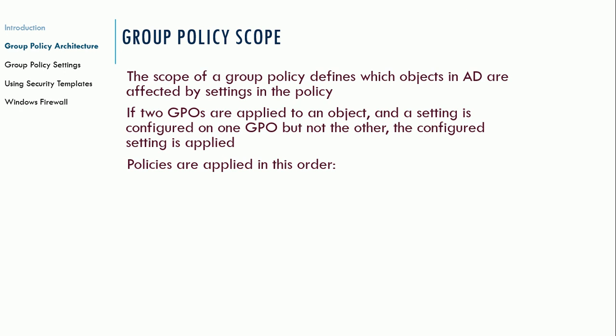The scope of a group policy defines which objects in AD are affected by the settings in the policy. So if two GPOs are applied to an object, and a setting is configured on one GPO but not the other, the configured setting is applied. In other words, when you're in a GPO, sometimes there'll be three choices: enabled, disabled, or not specified. If it's not specified, that means it will not override somebody else's setting or another GPO's setting.